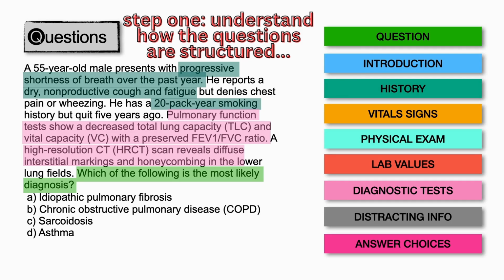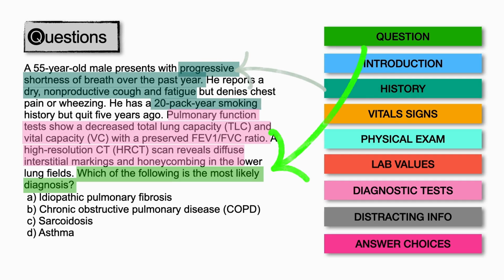In this case, the question asks you to identify the most likely diagnosis for a 55-year-old male with progressive shortness of breath, a dry non-productive cough, fatigue, and a history of smoking. The pulmonary function tests indicate a restrictive lung pattern shown by a decreased total lung capacity and vital capacity with a preserved FEV1-FVC ratio. The CT findings of diffuse interstitial markings and honeycombing are key diagnostic clues.